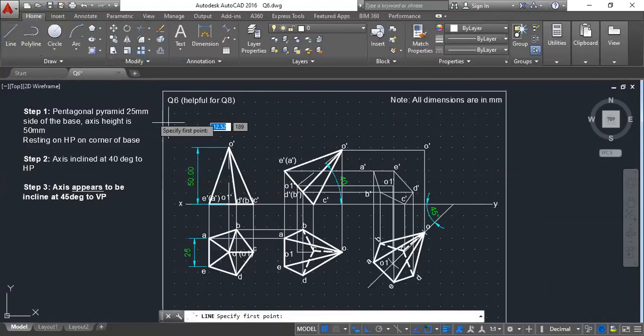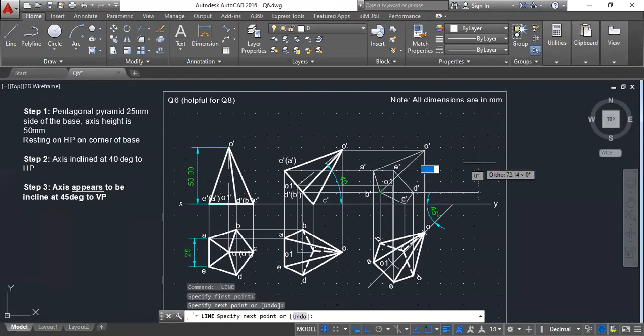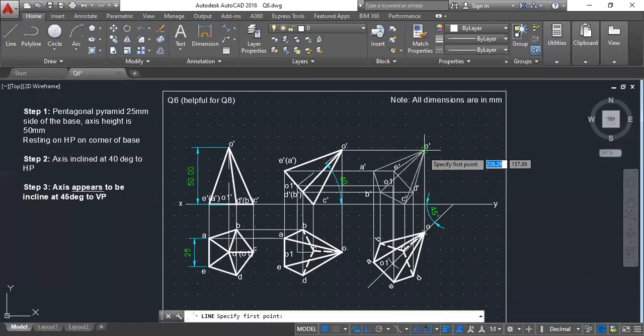Next thing that I am supposed to do is from the apex join each and every point. From the apex join each and every point like this. So O to D. Oh, sorry, this is not complete. So join O to D, then O to E. Okay, this completes joining point from apex. The last thing, join the axis. Axis from O to O prime.